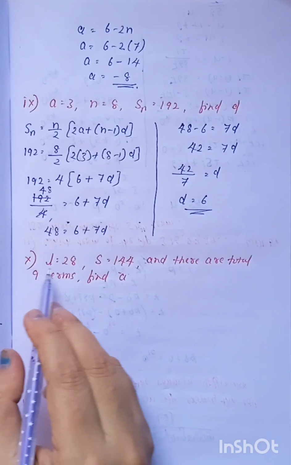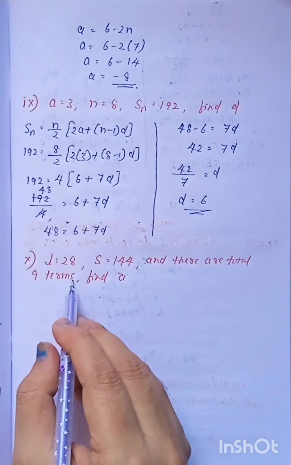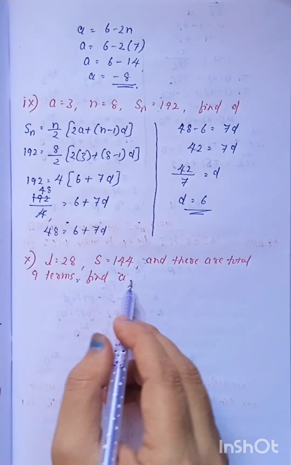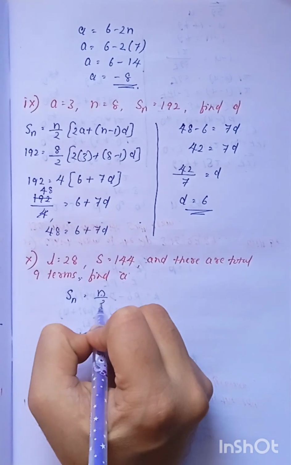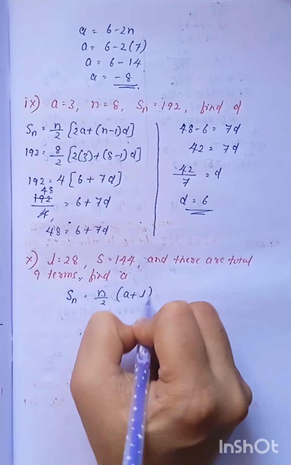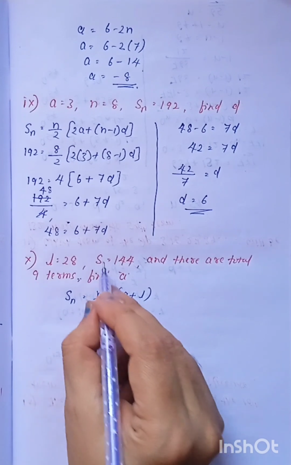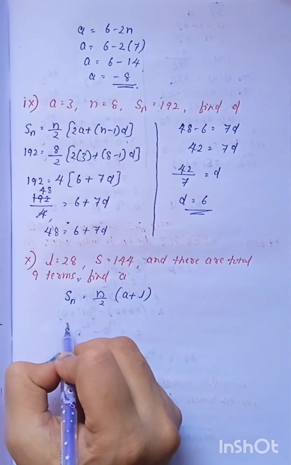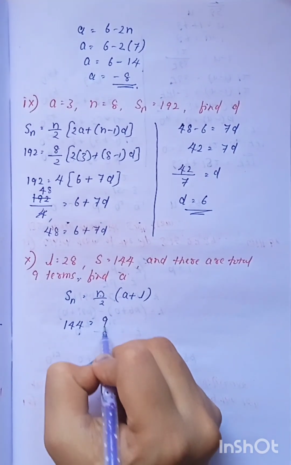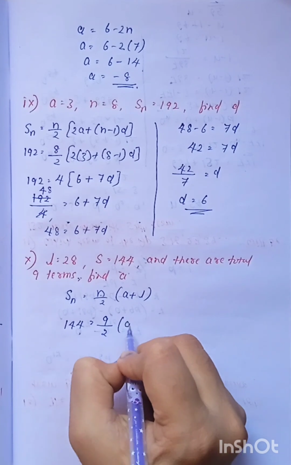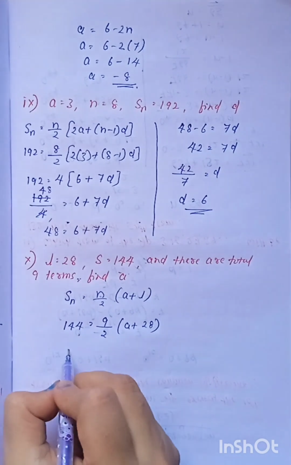Now the 10th problem: l equals 28, S equals 144, and there are a total of 9 terms. It is taken as n, and find a. We will use this formula: Sn equals n by 2 into a plus l. Sn is given as 144. I will take it like that directly. Then n means 9 by 2. a we have to find out. l means 28. Next, do cross multiplication.